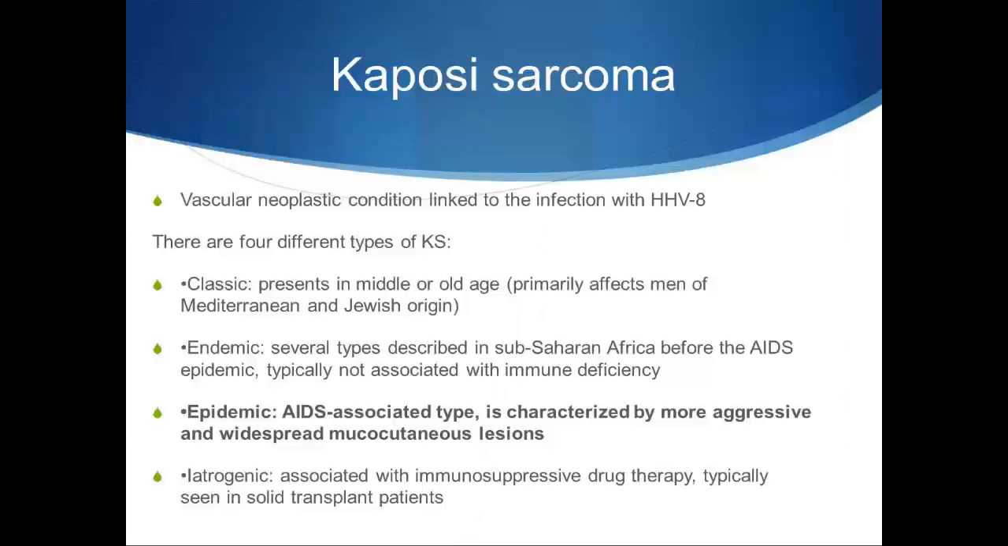These are vascular neoplastic conditions linked to the infection with HHV8. There are 4 different types of Kaposi sarcoma. There's the classic type that is usually seen in middle-aged men of Mediterranean and Jewish descent. There's the endemic type that was usually seen in the pre-ART era in sub-Saharan Africa. There's the epidemic type, which is AIDS associated, and it's usually the most aggressive type. And there's the iatrogenic type that we see in patients receiving immunosuppression, such as solid organ transplant patients.